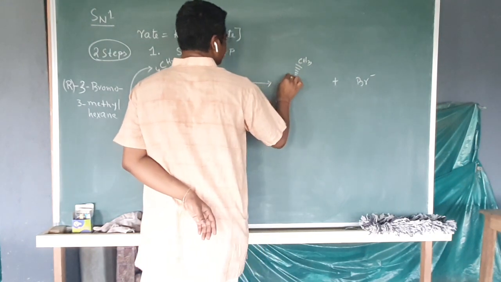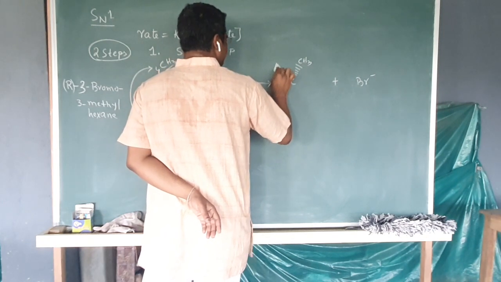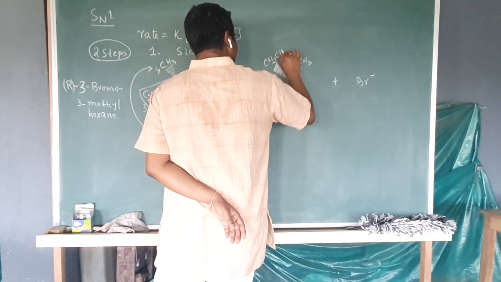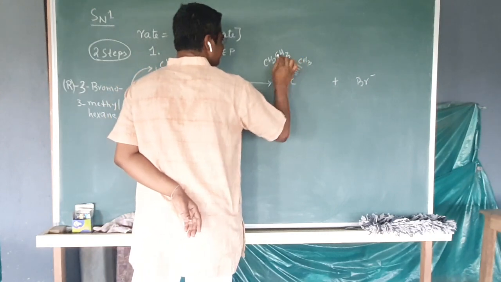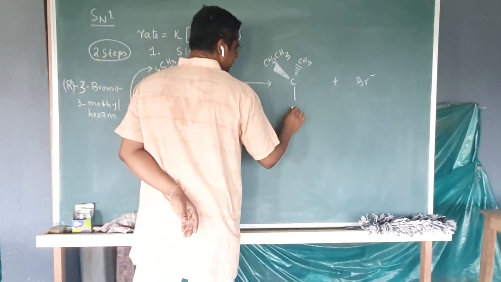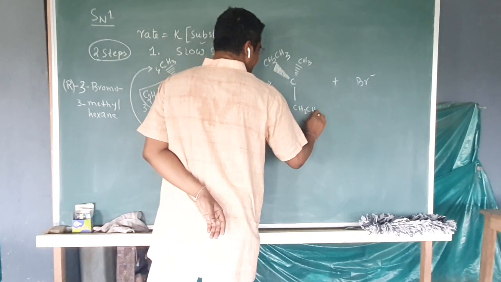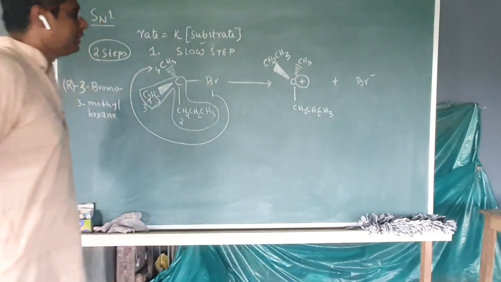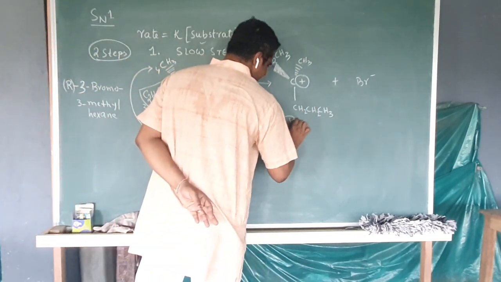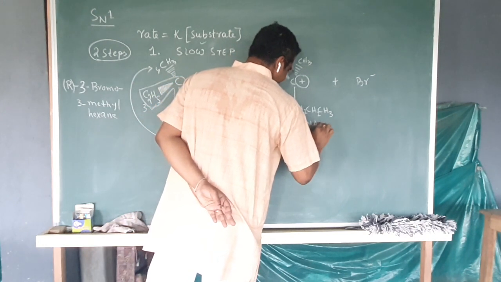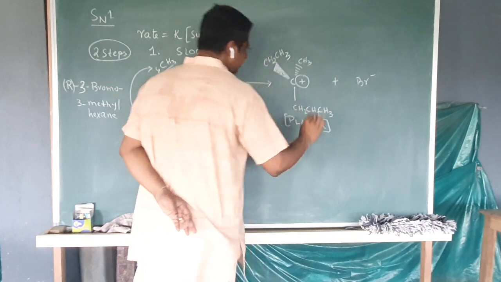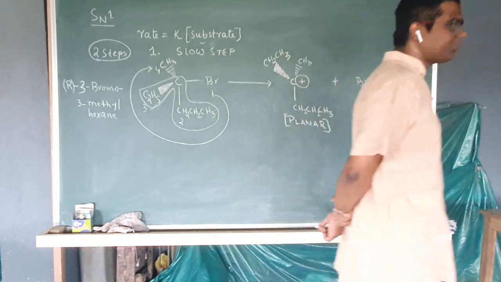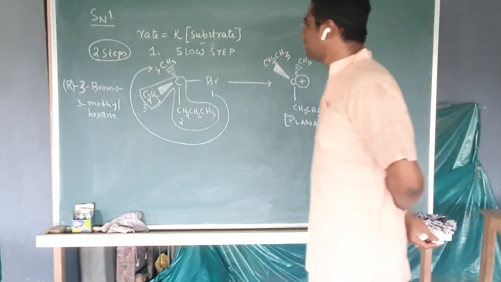So it will be like this. CH3, CH2 CH3. Okay, this is the ethyl group, and this one will be CH2 CH2 CH3. So this is the positive symbol. This is the carbocation. So this carbocation is planar. Now, why is this word planar important? Because in this planar carbocation, you can now come to our next step.